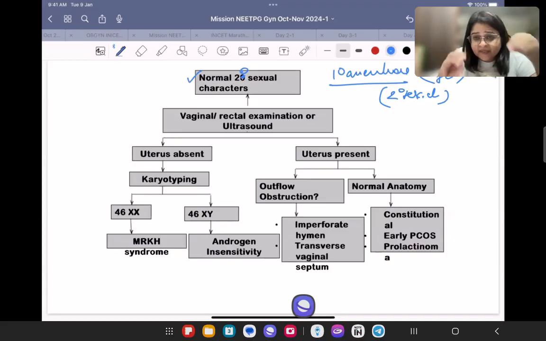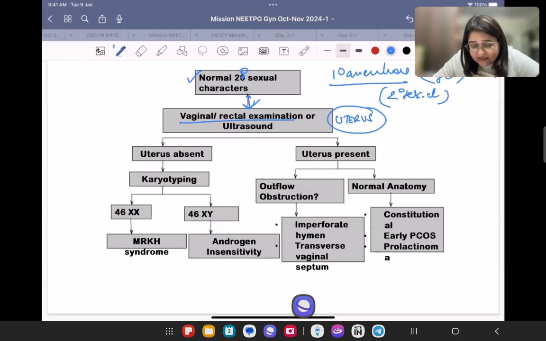If they are present, the next best step is what? The next step you're going to do is look for the presence or absence of a uterus. That's the next thing you're going to do. How will you do that? Either by doing an examination, but of course the best way is to do an imaging and see कि uterus है या नहीं है. अगर uterus है, suppose the uterus is present.